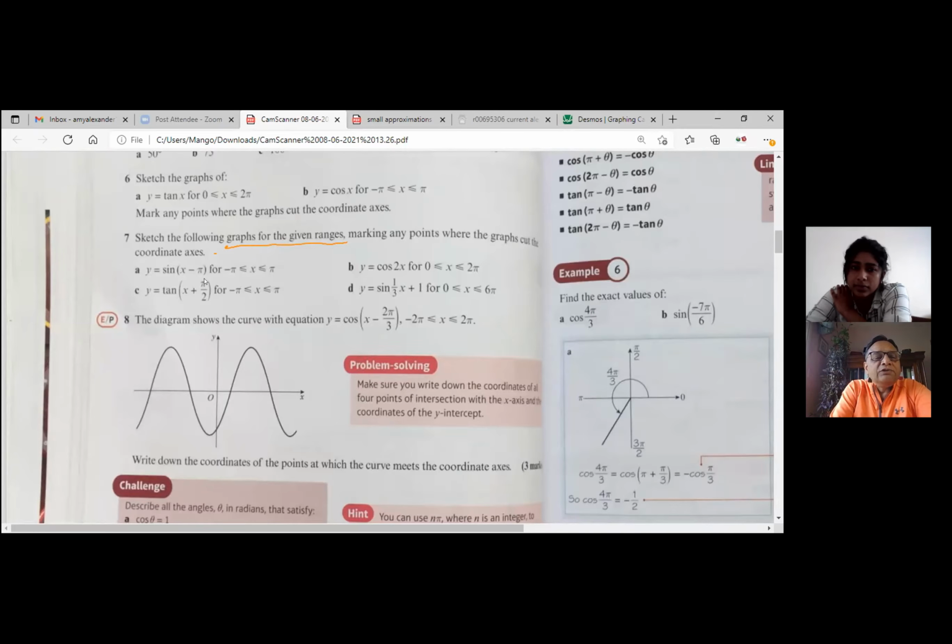So for A, what you want is y equals sine of x minus pi, where x is between minus pi and plus pi. I should say domain now, for my other students globally, as they understand the word domain better. So within this range of the domain from minus pi to pi, we have to sketch the graph of sine of x minus pi. Is this clear to you?